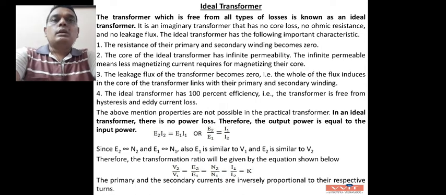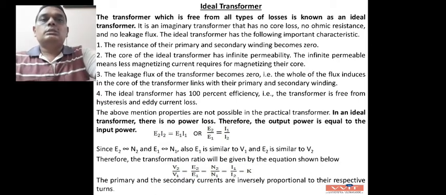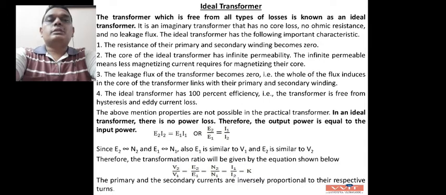First one, the resistance of the primary and the secondary winding becomes 0, that is R1 equals 0 and R2 equals 0. The core of the ideal transformer has infinite permeability. The infinite permeability means less magnetizing current is required for magnetizing the core. Third one is the leakage flux of the transformer becomes 0, that is the whole of the flux induced in the core of the transformer links with the primary and the secondary winding.